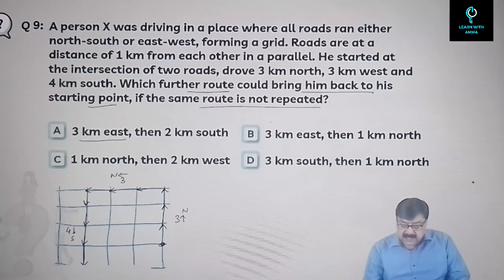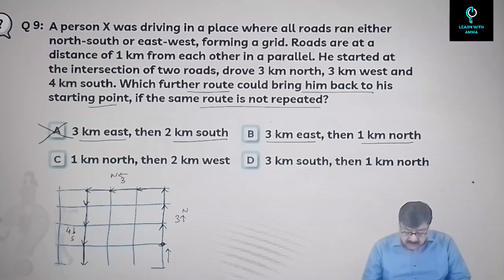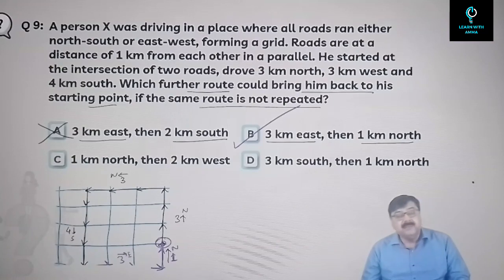3 kilometers east and 2 kilometers south. Well, he can go 3 kilometers towards east, but then he needs to move 1 kilometer towards north, not to south. So A is out. 3 kilometers east and then 1 kilometer north. Yes, this is what we want. So from here, he should be moving 3 kilometers towards the east and then finally 1 kilometer towards the north. Now this is going to bring him back to the original point. So choice B is absolutely correct.